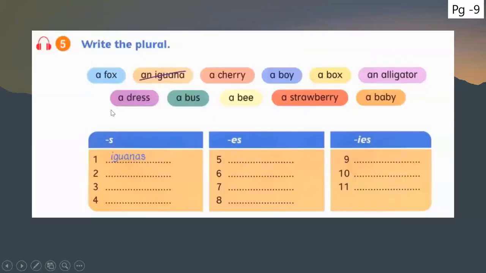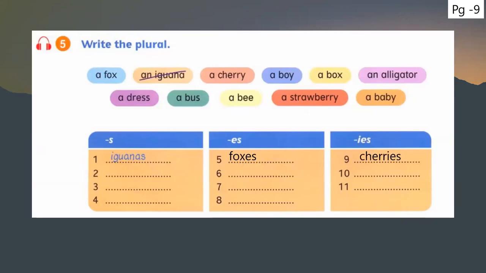Okay, all right, so let's go here. You have to write the plural. So you have to use here fox, F-O-X. Yes, foxes. Okay, you have to put S, E-S, or I-E-S. Please think and answer this one. If you have done, you can check the answers.